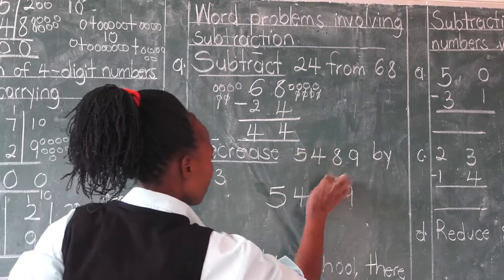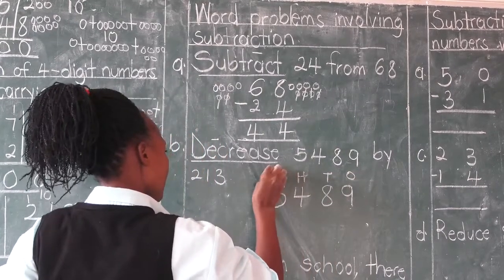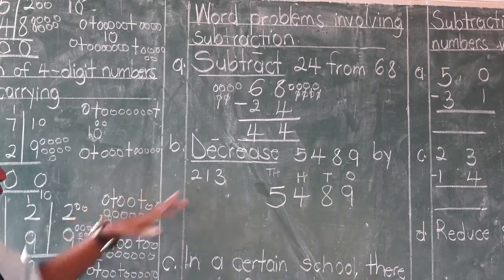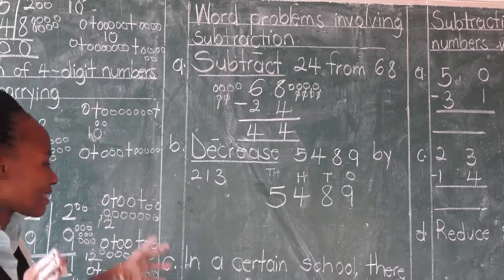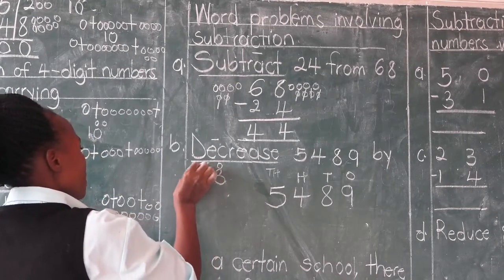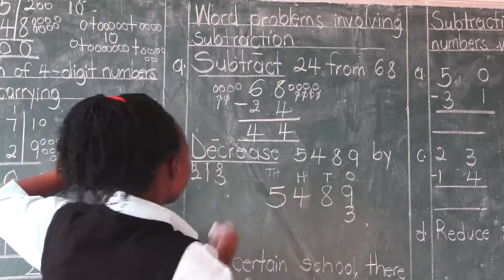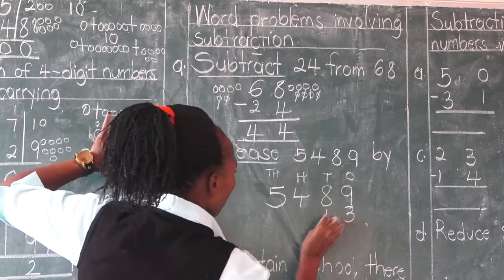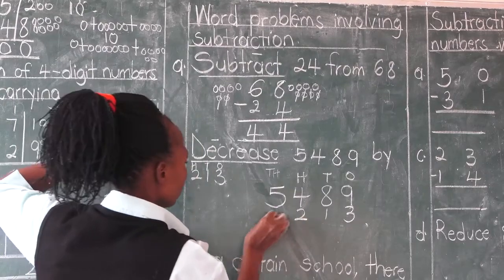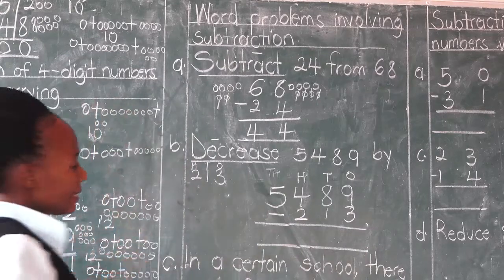But I don't want to get confused. Let me first put the symbols for the place values: ones, tens, hundreds, and then thousands. Now let me also put the numbers here so that I can know where exactly to put them. Under ones, I'm going to put 3. Under tens, there is 1. Under hundreds, there is 2. Alright, our lines in the middle first.